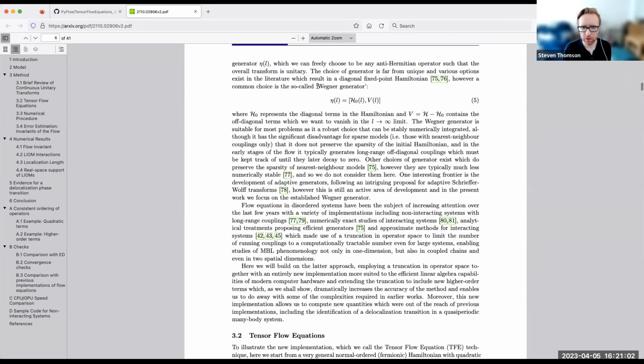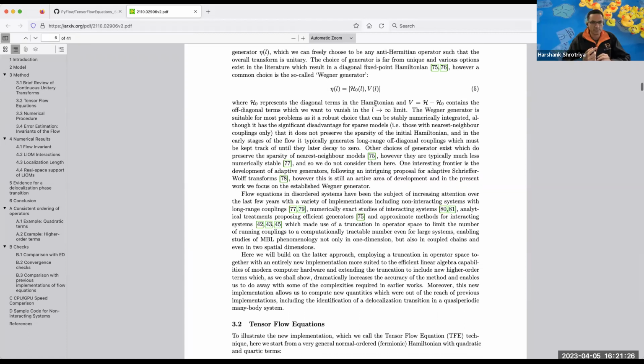For the generator, you can choose a lot of different things. You have quite a bit of freedom. Ideally, something that diagonalizes the Hamiltonian, and it has to be anti-Hermitian. But the choice that we use in this work is the generator, which is pretty common and quite numerically robust. The idea is that the generator is just a commutator of the diagonal part of the Hamiltonian, H naught, with the off-diagonal part, V.